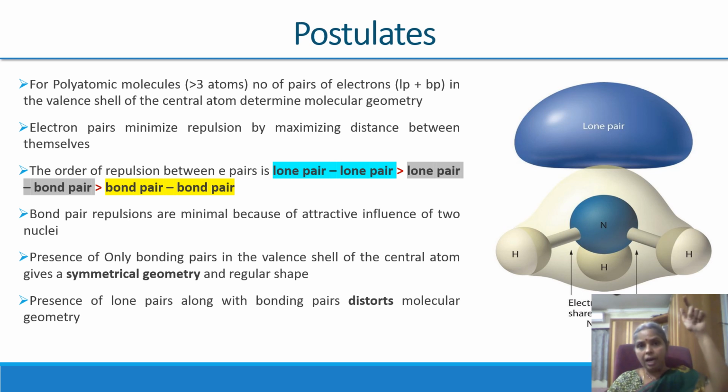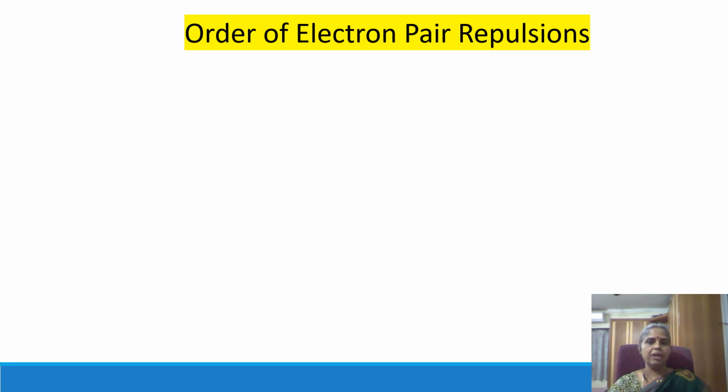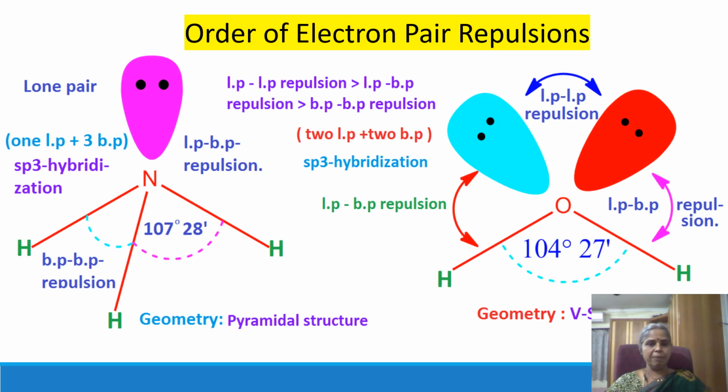But if there are lone pairs on the central atom, there will be deviation in bond angle due to distortion in molecular geometry. Molecular geometry is distorted and there will be some deviation from the expected bond angle in the particular molecule. Now let us see order of electron pair repulsions. This already I explained. See, lone pair repulsion is greater than lone pair bond pair, which is greater than bond pair.